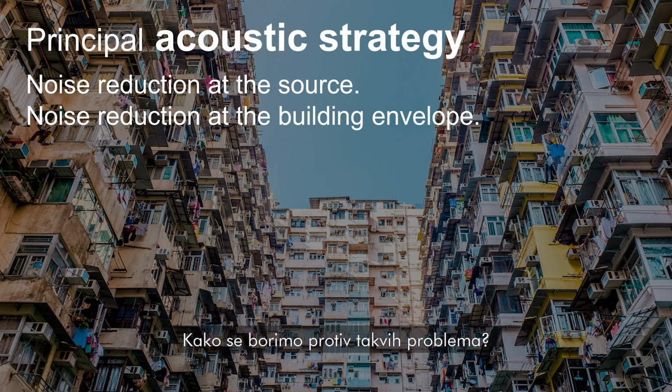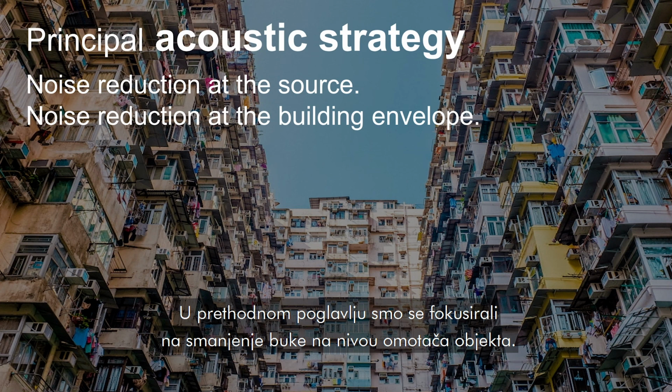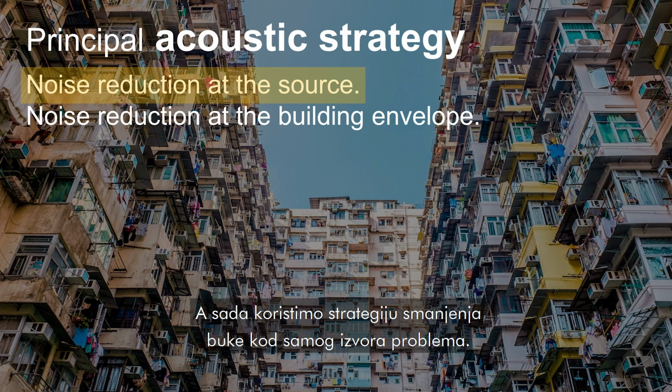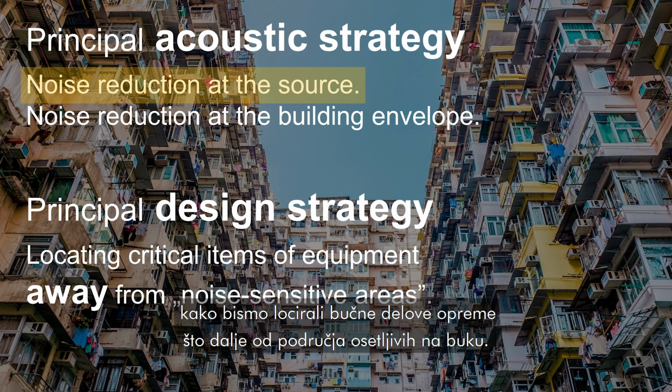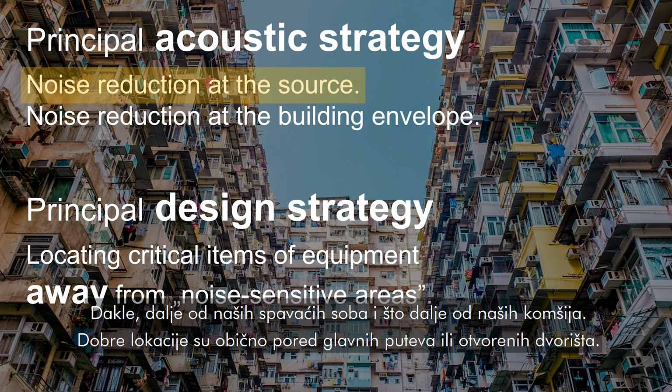And how do we fight such problems? Well, in the previous chapter we focused on noise reduction at the level of the building envelope, but now we resort to the strategy of reducing the noise at the source of the problem itself. So from a design perspective, that would mean doing our best, usually in coordination with mechanical engineers, to locate the noisy items of equipment away from noise-sensitive areas. So basically away from our own bedroom and away from the neighbors. Good locations are usually near main roads or open roads.